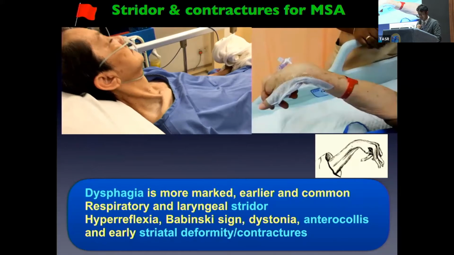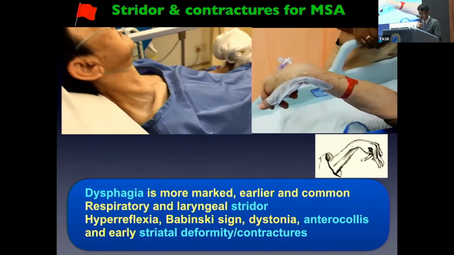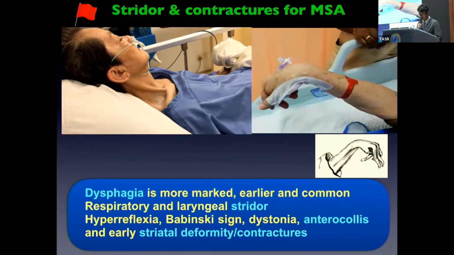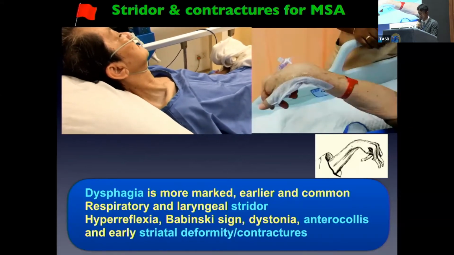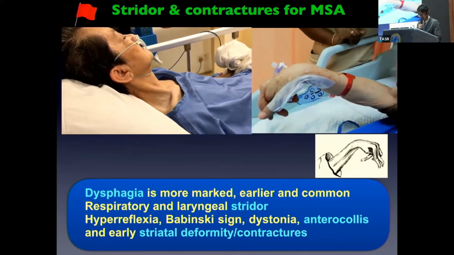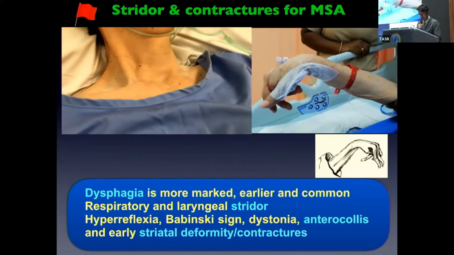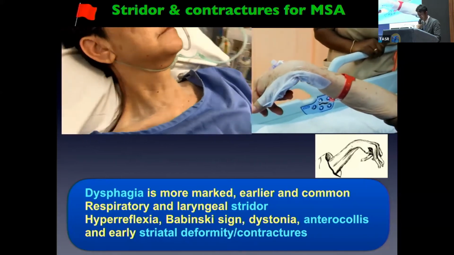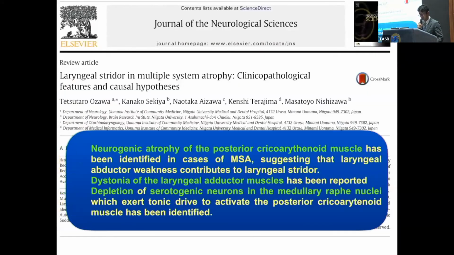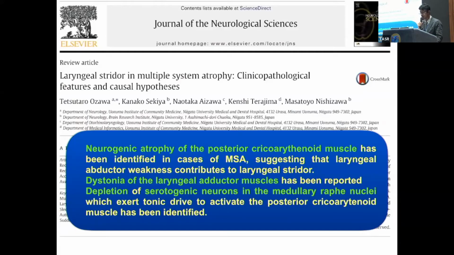So if you see a patient like that coming into the emergency and has been diagnosed with some form of Parkinsonism, with the stridor, always think of multiple system atrophy, MSA, and that's the contractures in a patient with MSA. So they may get more dysphagia, more stridor. Sometimes you get pyramidal signs, hyperreflexia, Babinski, antecollis, and striatal deformity or contractures. So the theory is either the neurogenic atrophy of the posterior cricoarytenoid or the dystonia of the adductor muscles.